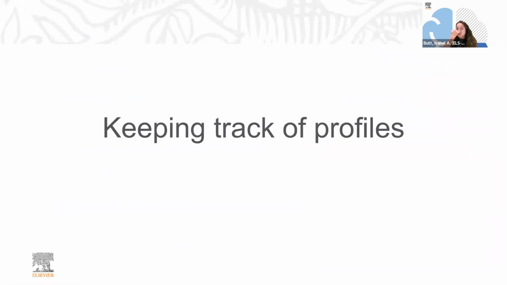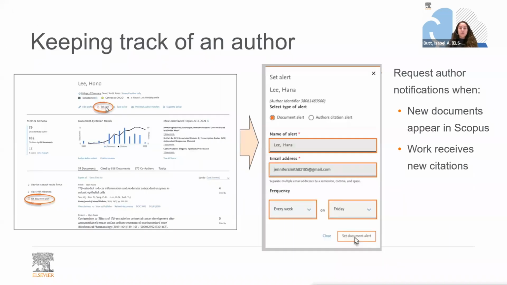Now, I want to talk to you about keeping track of profiles. So this can be pretty useful to do. So logged in users can set alerts. The way you do this is you go to an author profile and you can click set alert. And then you can get a notification via email when new documents appear by this author in Scopus, or an author gets a citation. So these can be really useful to keep track of authors.